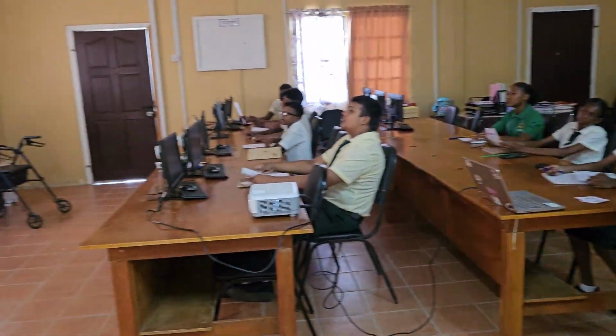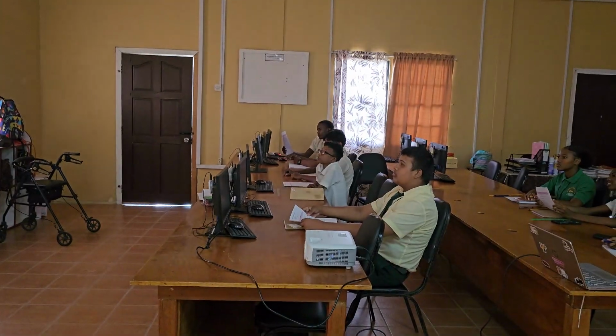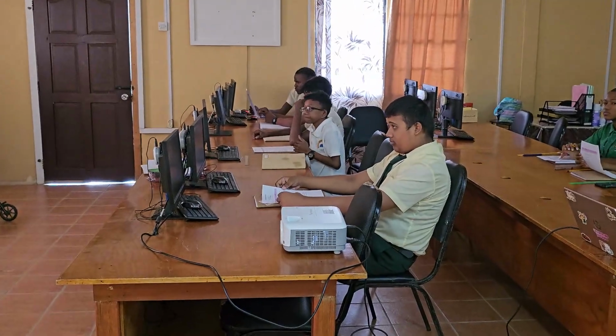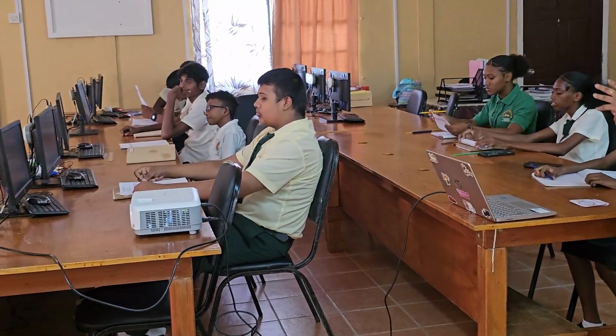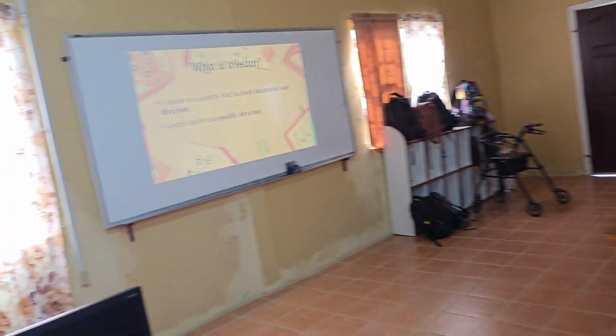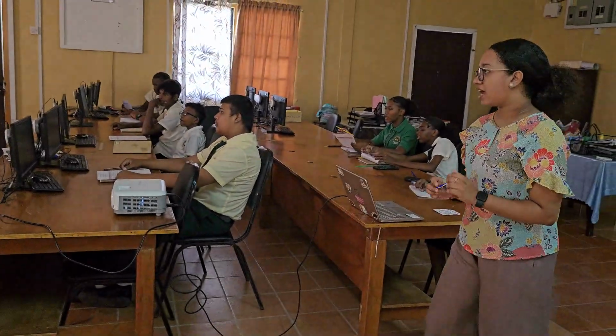Now look on the screen. What is a vector? Somebody read the first point. A vector is a quantity that has both magnitude and direction. Now magnitude is another word for distance. And we already established that just now when we used the scenario of moving from the gate to the canteen and the ball. So we know vectors have the distance, or we could say the magnitude, and the direction. What's your second point? Always involves a specific direction.